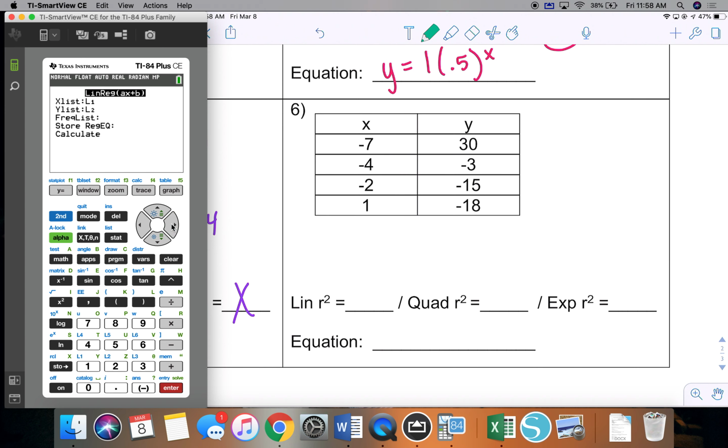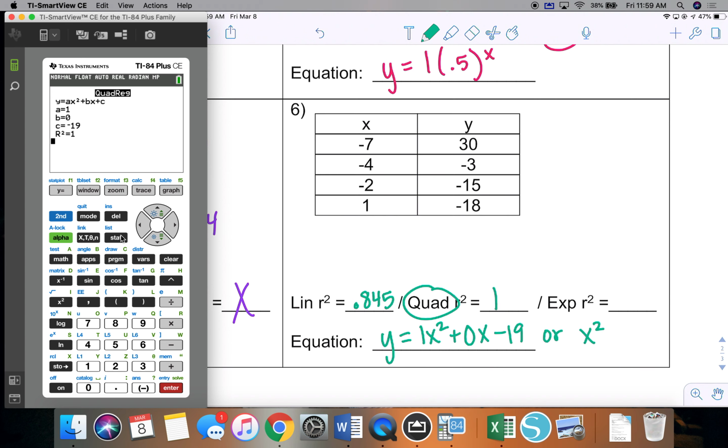So Stat Calc 4. My r squared value is 0.845. Quadratic, option 5. My r squared value is 1, so this will be quadratic. So 1x squared plus b, which is 0x, plus c. You could also write this as x squared minus 19. And then Stat Calc 0 for the exponential. This one also does not work, so you just put an x to say you tried it, and you cannot find an r squared value.